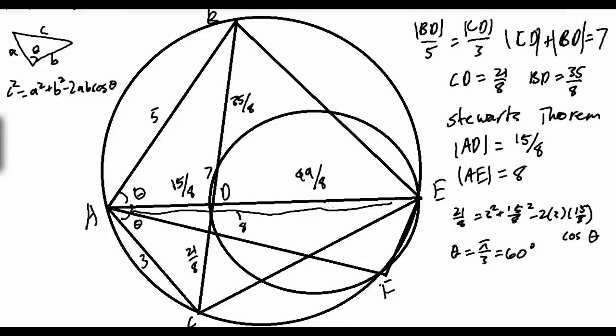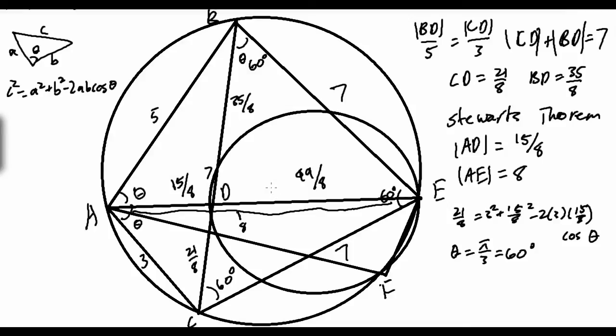So okay, this seems to be a cyclic quadrilateral. ABEC is a cyclic quadrilateral. So you know that this is equal to this, so this is 60 degrees as well. Same here. And we know that BEC is actually equilateral, which means BE is 7 and CE is 7 as well.